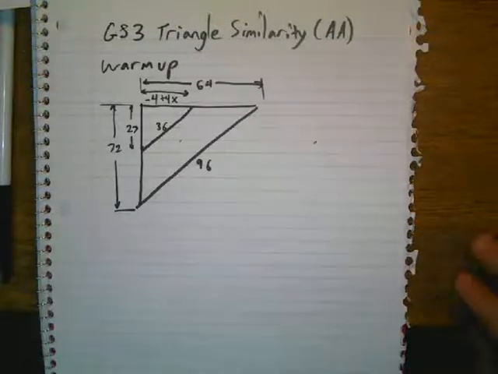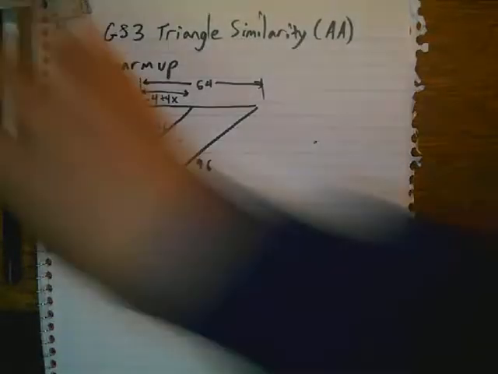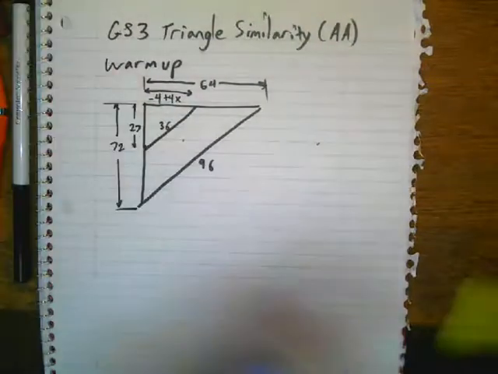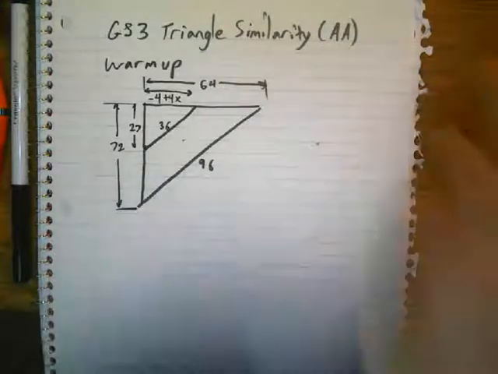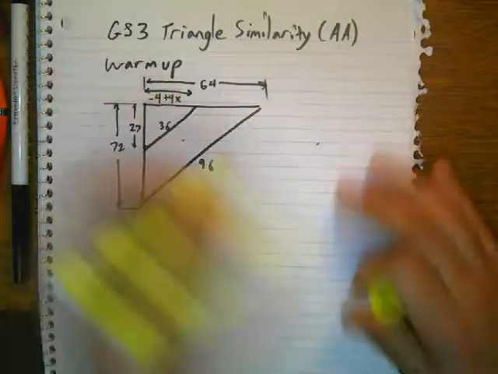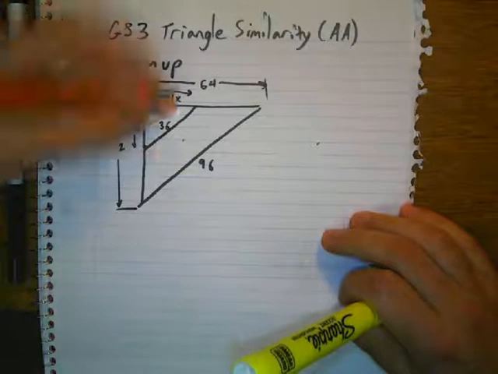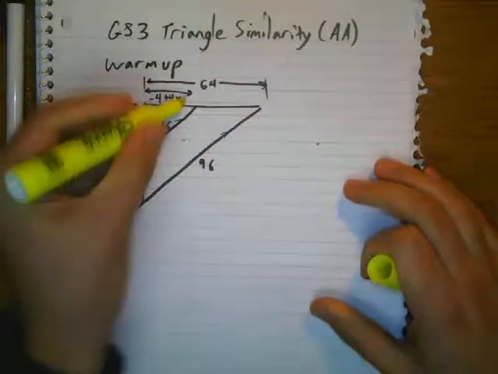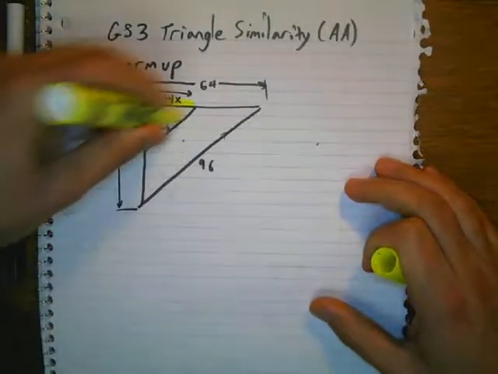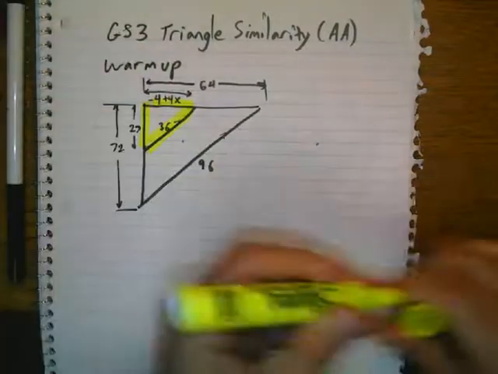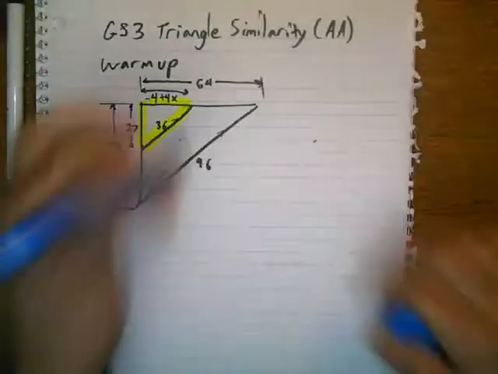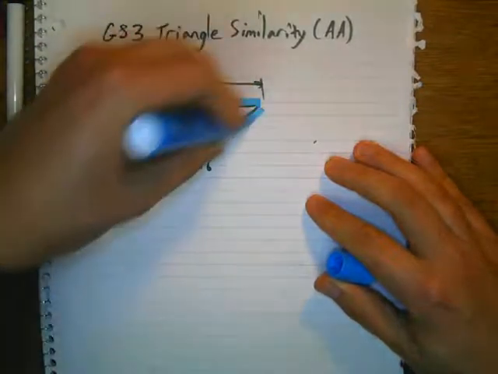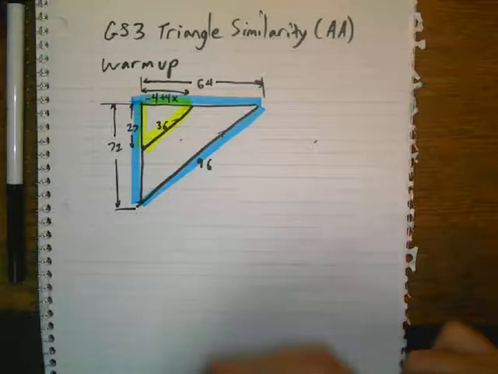Alright, I think this is one of your homework problems from earlier. So let's go over this as our warm-up. You are given that this side is parallel to this. So that means this little yellow triangle is similar to this big blue triangle. So we need to set up the ratios.